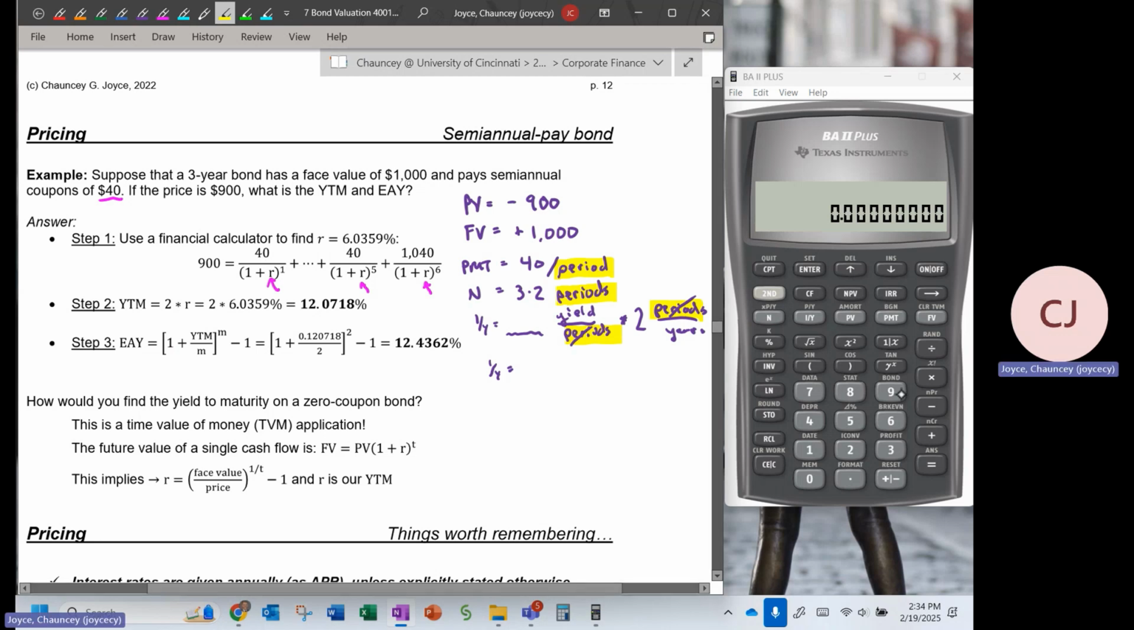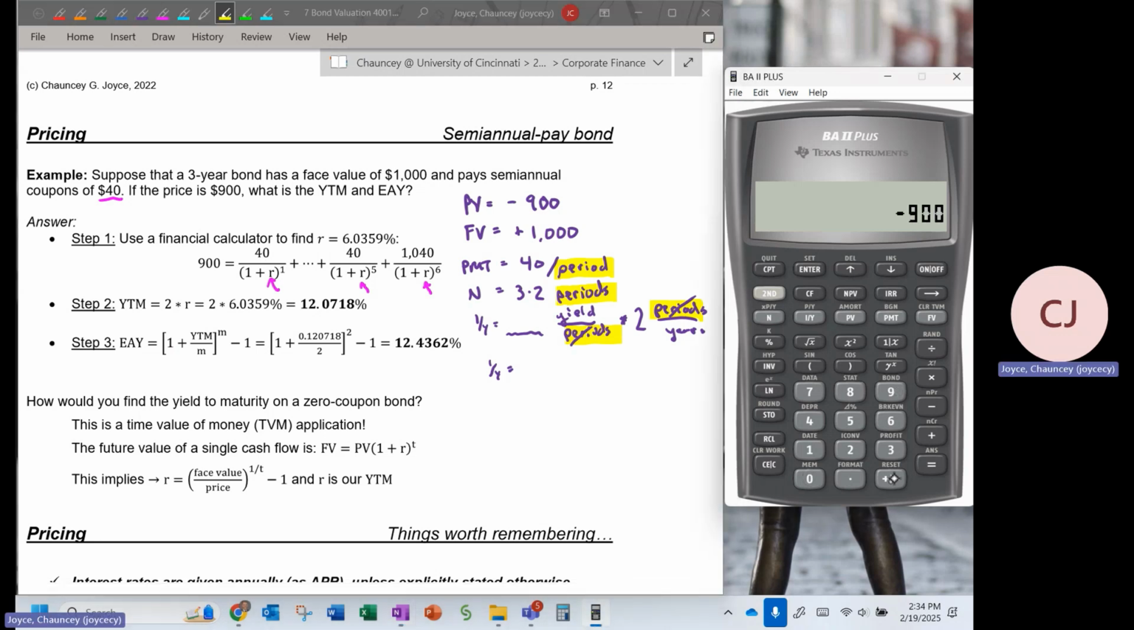All right, so we have 900, and you can specify that as an outflow by pressing this plus minus button at the bottom. Present value, 1,000. Future value, 40. Payment for the annuity, 6 for time, N, and then compute for the I/Y. Now, most financial professors will show you that as a distracting choice if you have a multiple choice exam, but that's just the rate per 6-month period.